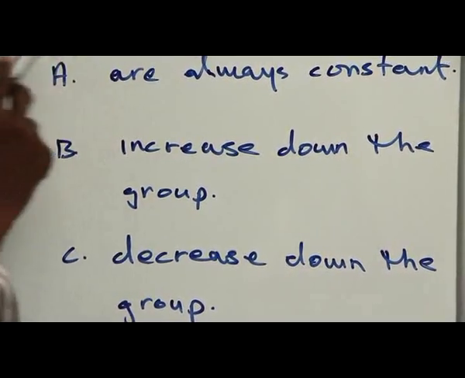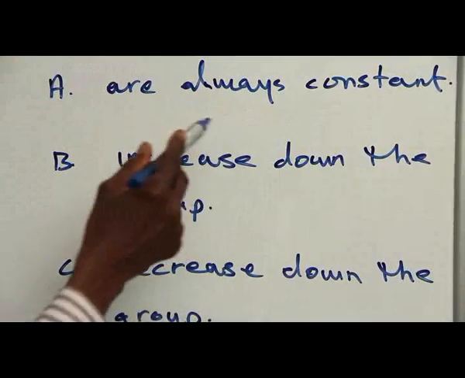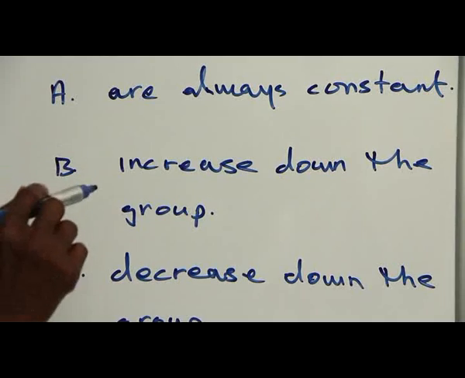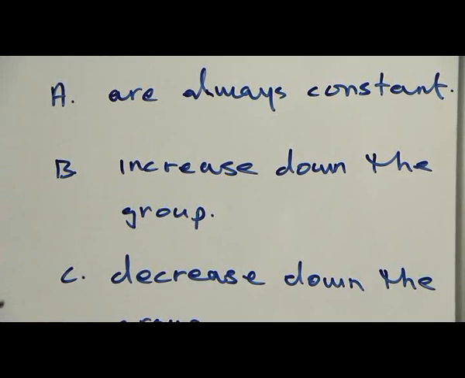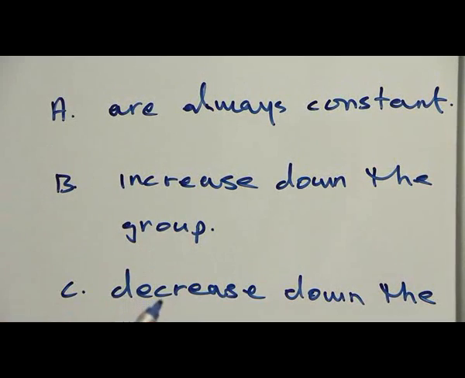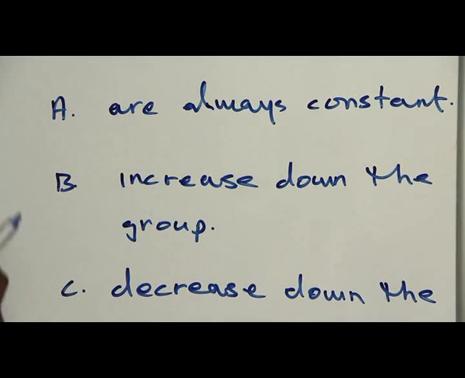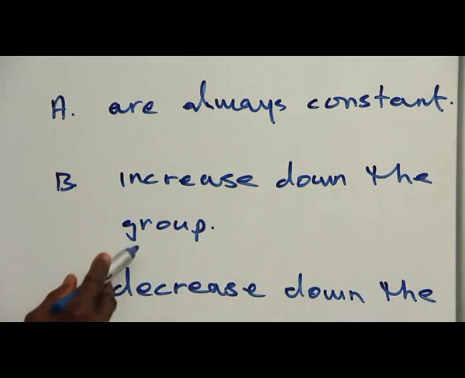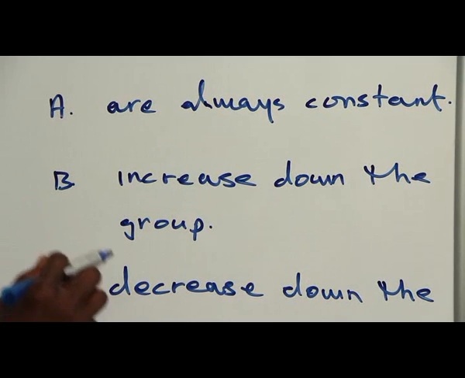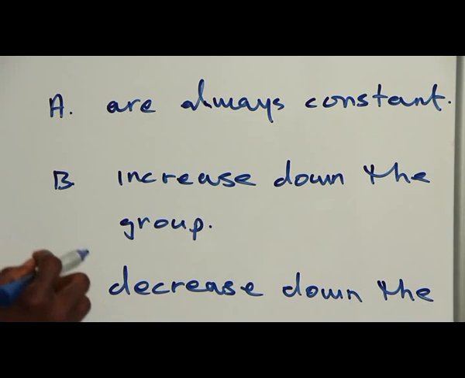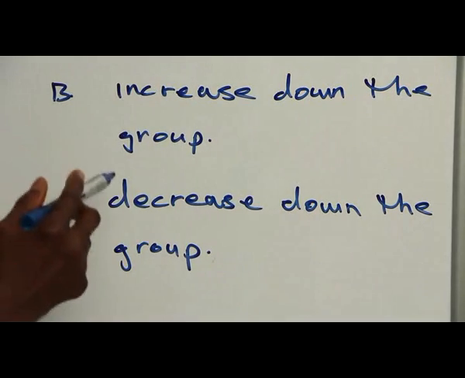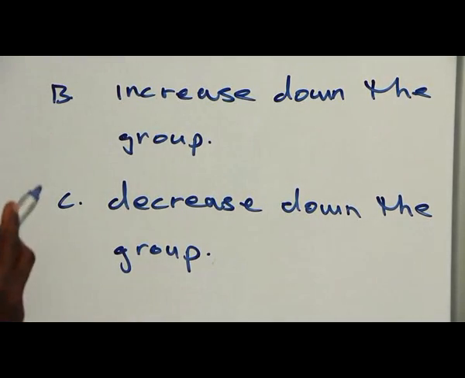So A, the ionization energies of elements in the group are always constant. They cannot be constant because ionization energy is the energy needed to remove an electron from the atom. As the size of the atom increases, the ionization energy decreases, and so we don't expect it to be constant. B, increases down the group. It does not increase down the group because as you go down the group, the size of the atom increases. And so the ionization energy cannot increase because the further the electron is from the nucleus, the easier it is to remove the electron.